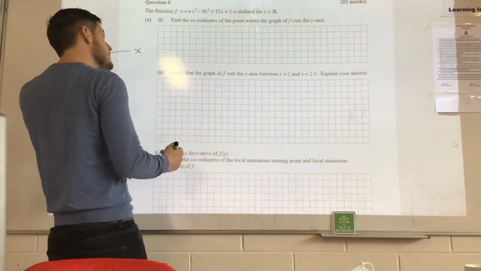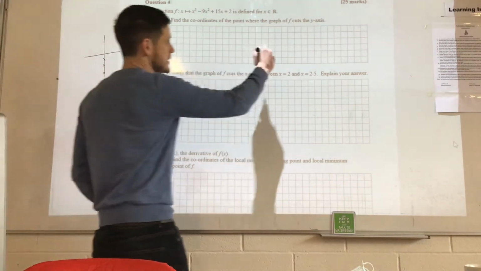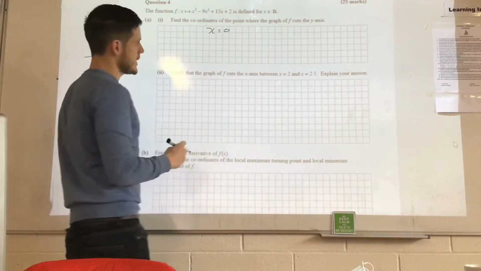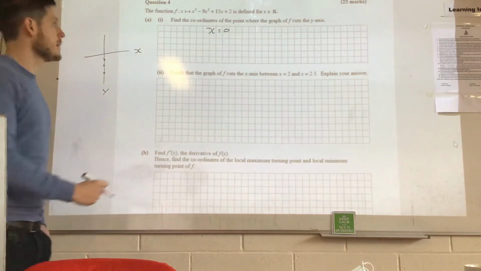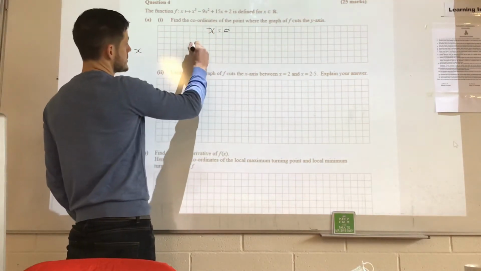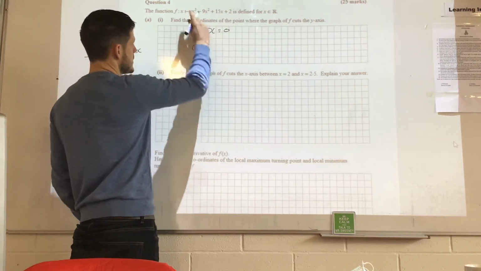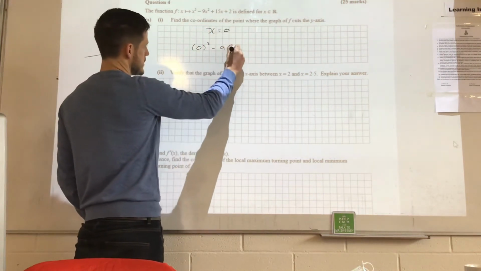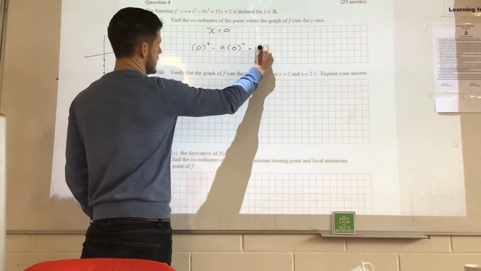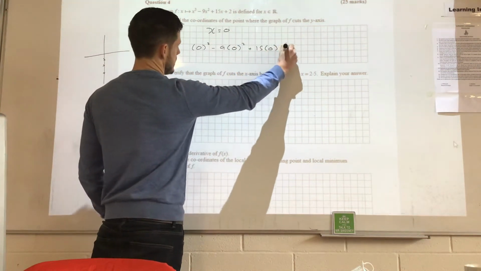So what we're going to do here is, it's cutting the y-axis, so we're going to write down x is equal to 0. Cuts the y-axis, x is equal to 0. And we're going to sub in 0 for all x's here. So instead of x cubed, it's going to be 0 cubed, minus 9 times 0 squared, plus 15 times 0 plus 2.